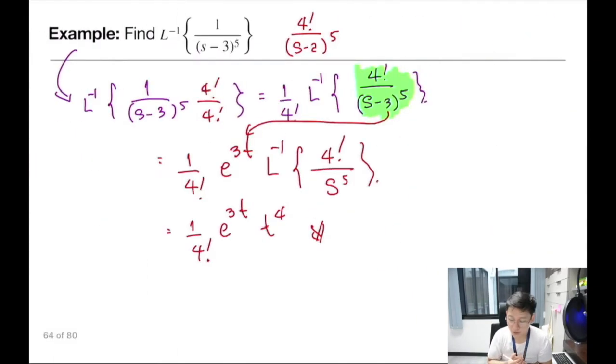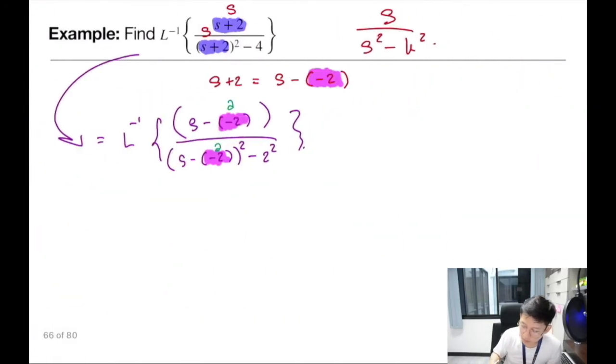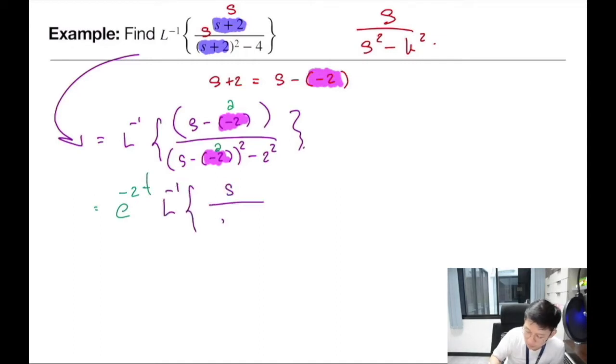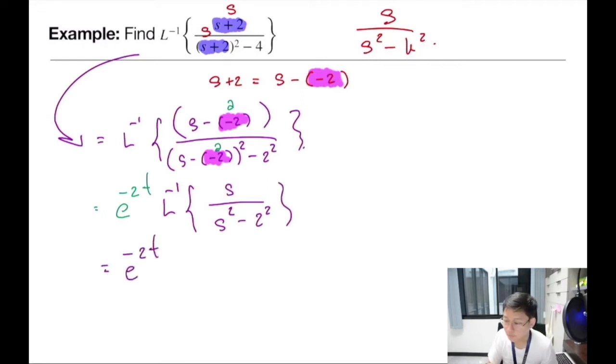Okay. So here, I'll pull this a out. So it would be, what is it? E to the minus 2t. And then I just need to find the inverse Laplace transform of s divided by s squared minus 2 squared. And that is e to the minus 2t times cos of 2t, and that's it.